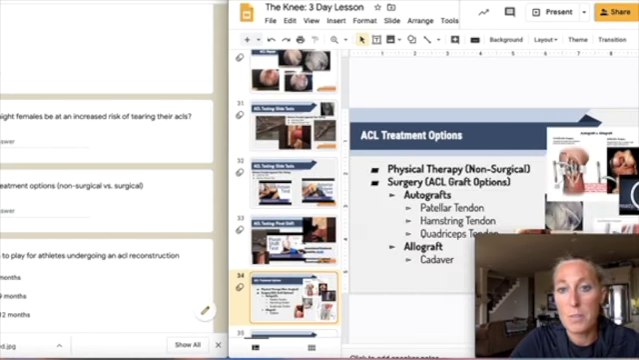I believe I have a slide. Treatment options, physical therapy. You can do ACL. There's several graft options. We have patellar tendon, hamstring tendon, quad tendon. They also use Achilles as one of the graft options. Can be allograft from a cadaver.